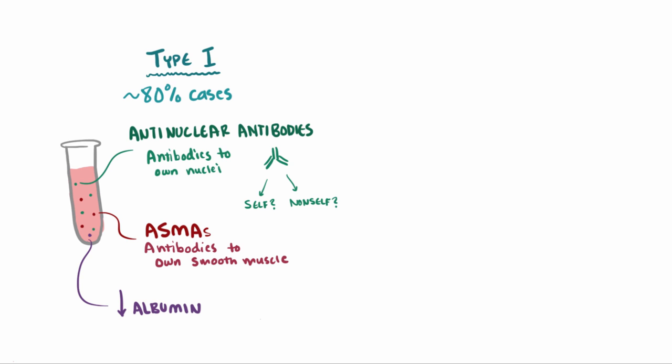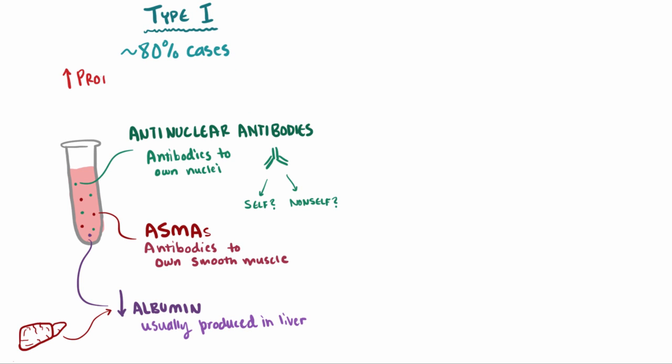Decreased serum albumin is also a marker for autoimmune hepatitis and damage to the liver. Usually, serum albumin is produced in the liver, but if the liver becomes damaged, serum albumin production may decrease. Finally, an elevated or prolonged prothrombin time, which is the time it takes your blood to clot, is a typical lab finding in more severe cases.